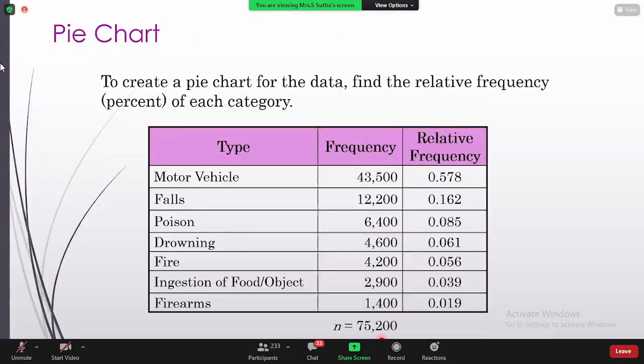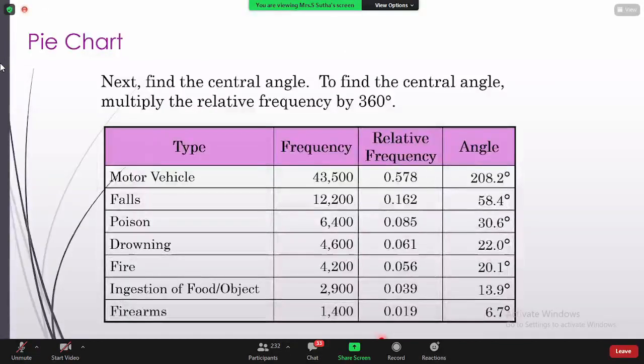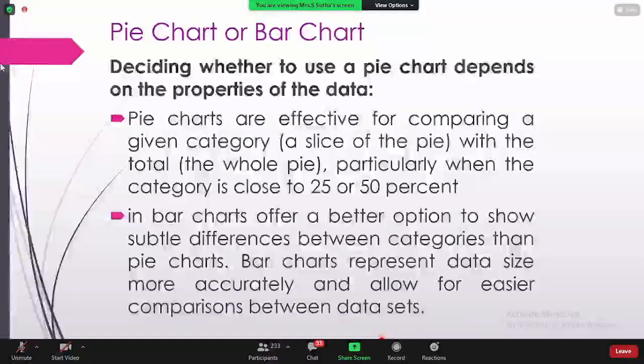So we calculate the relative frequency and then we calculate the angle, right? Angle, not angel. Then pie chart or bar chart.